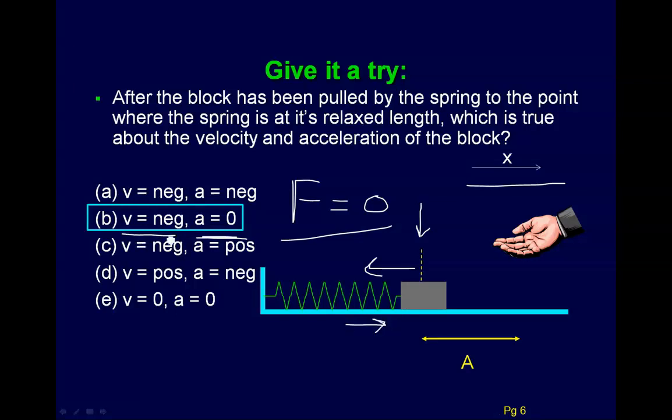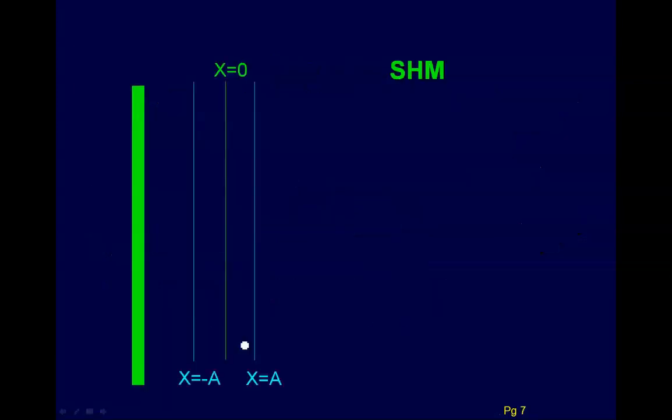So the velocity is the biggest it can be in the negative direction. The acceleration is 0. So we notice this trend of how the velocity and the acceleration are kind of opposites. And so let's look at a little diagram here. Okay, so here's the block.